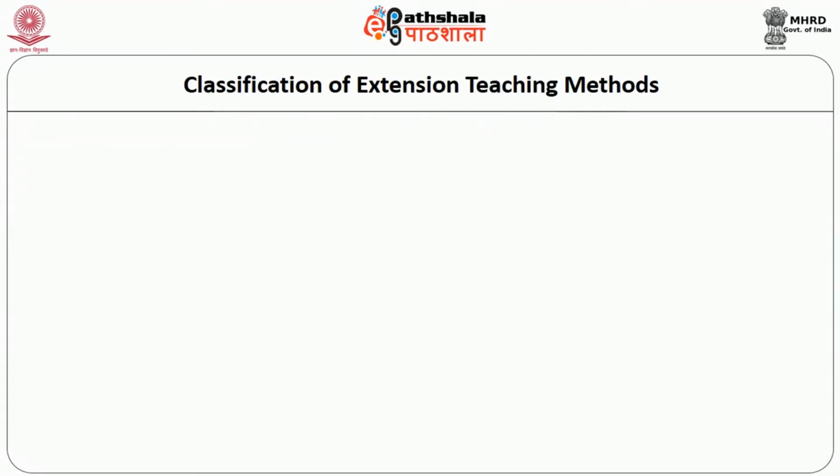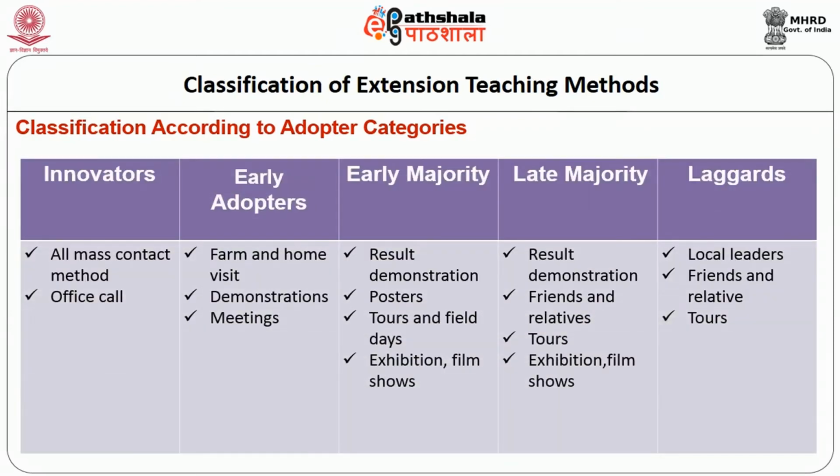Next is the classification of extension teaching methods according to adopter category, and I can cite some examples under each of the adopter categories. There are 5 adopter categories, namely innovators, early adopters, early majority, late majority and laggards. So, for each of these categories we have to go in for different extension teaching methods.